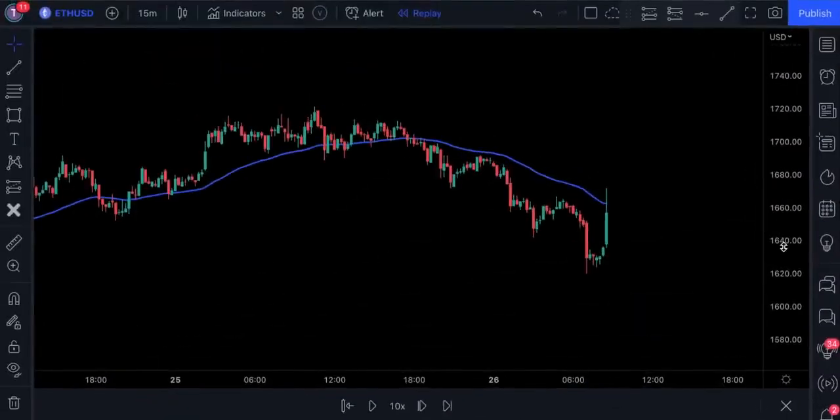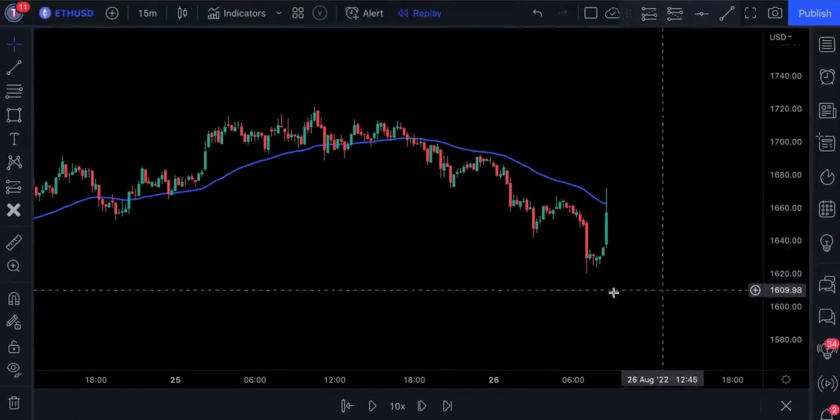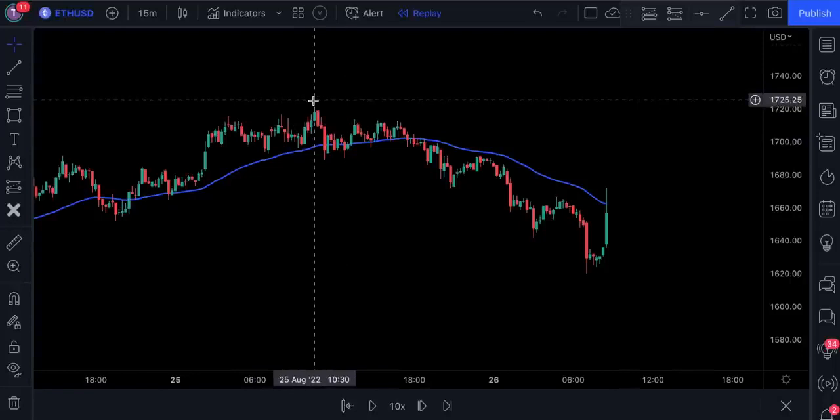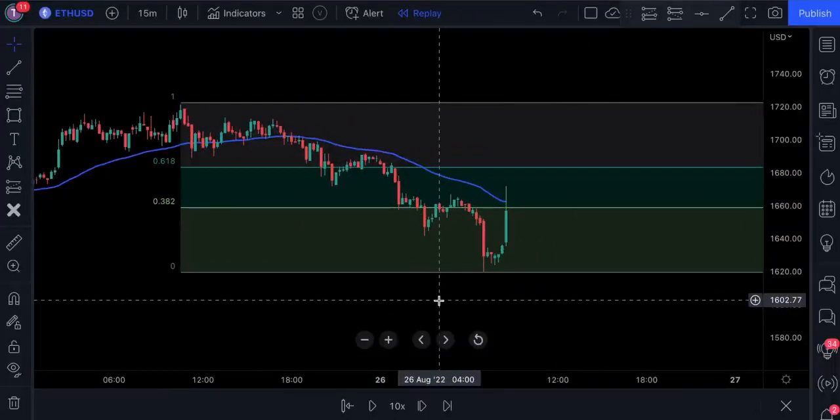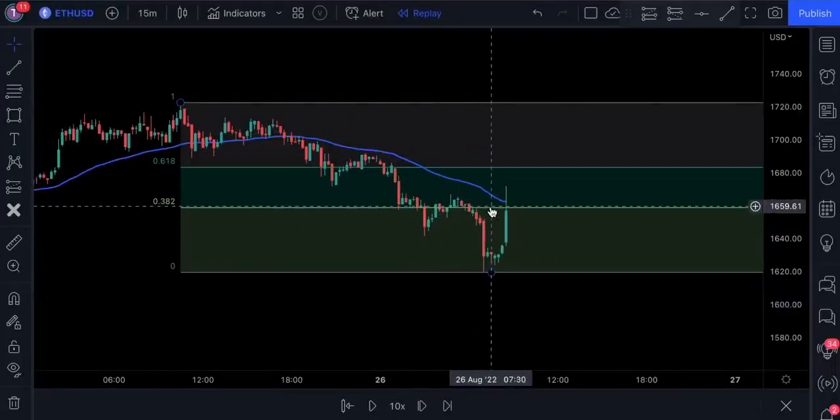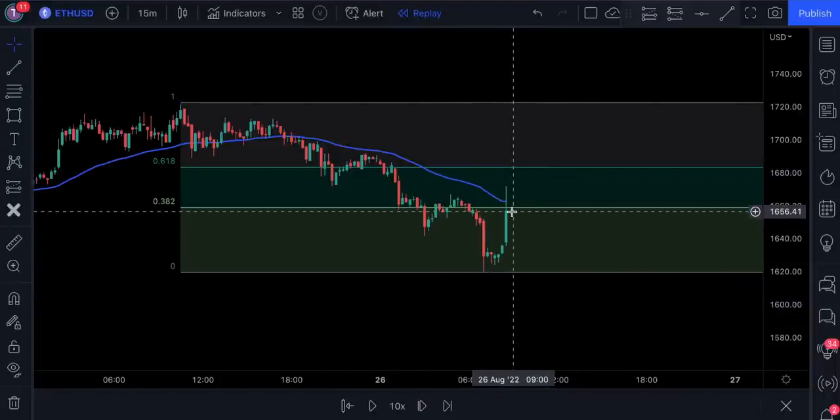Okay, now let's understand how to take sell positions with this strategy. For that, we need to first identify the major swing low and the major swing high, and then draw the Fibonacci from the major swing high to the major swing low. Next step will be to wait for the price action to pull back into one of these 2 Fibonacci levels. And most importantly, the price action must cross and close above the 50 EMA.